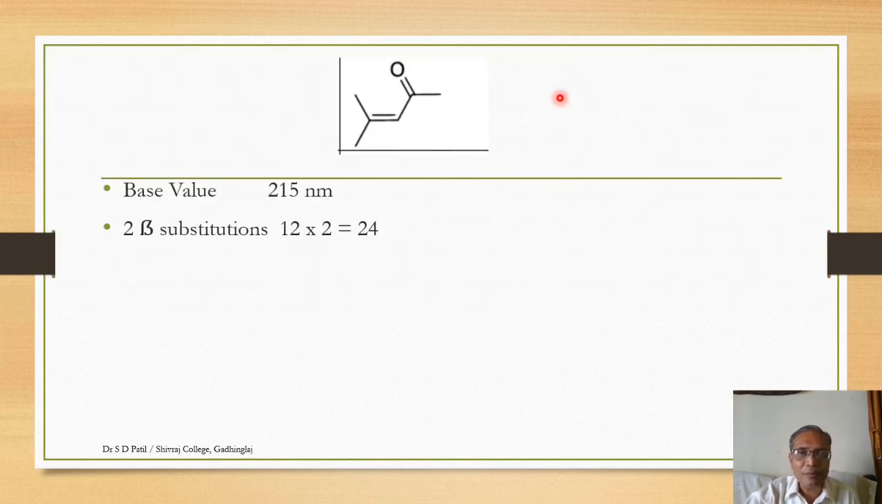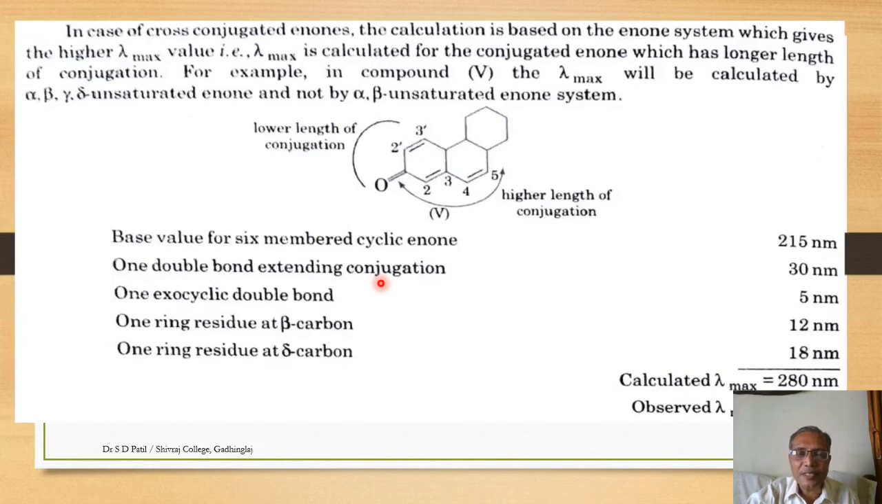So this is a quite simple enone. The base value is 215 nanometers and 2 beta substituents. These are 2 beta substituents. The addition is of 24 nanometers. So you can get the sum.